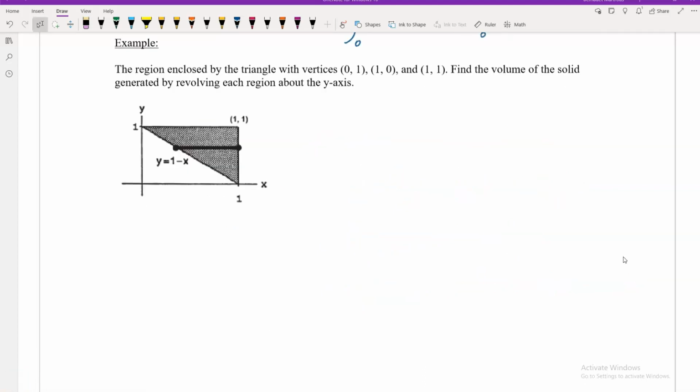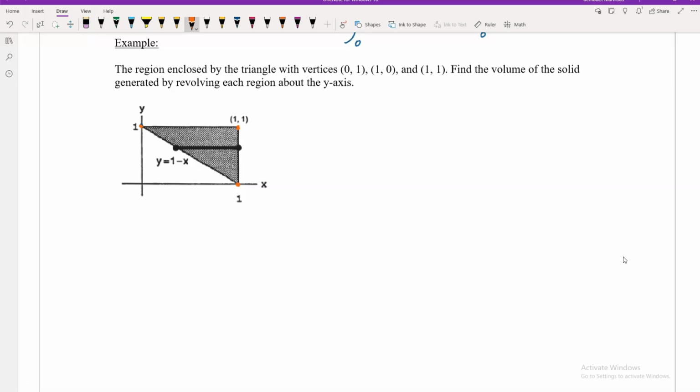Other example: the region enclosed by the triangle with vertices (0, 1), (1, 0), and (1, 1). Find the volume of the solid generated by revolving each region about the y-axis. So here we have (0, 1), then we have (1, 0), and we have (1, 1). So we have this triangle, and this is revolving about the y-axis.